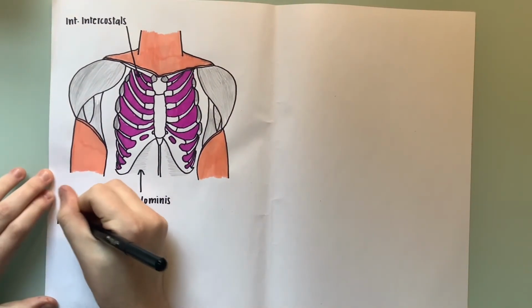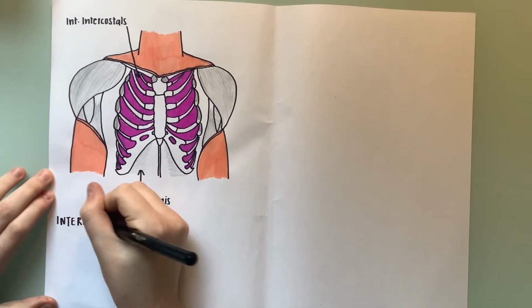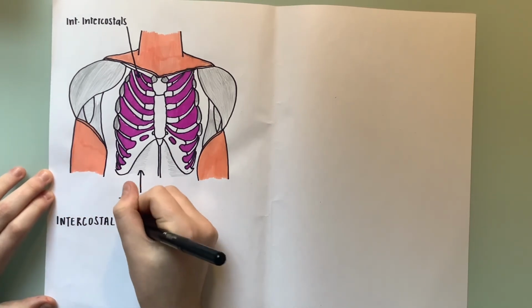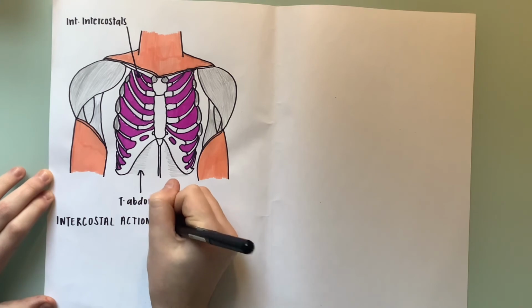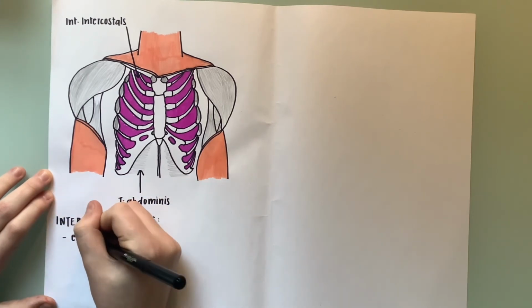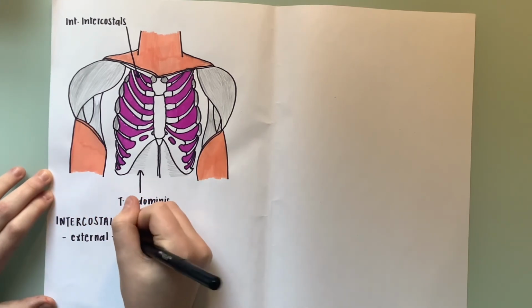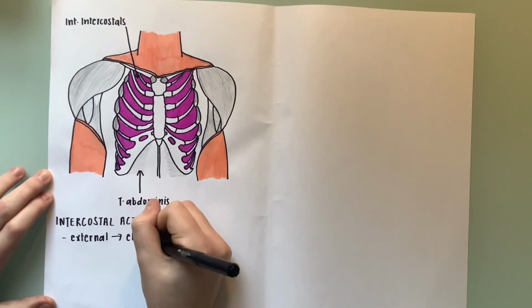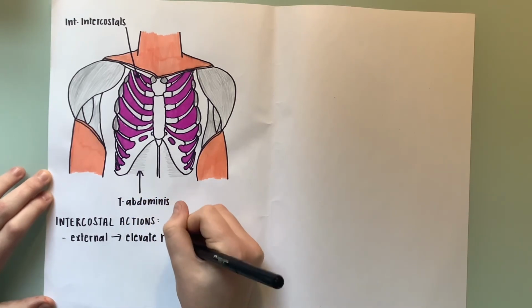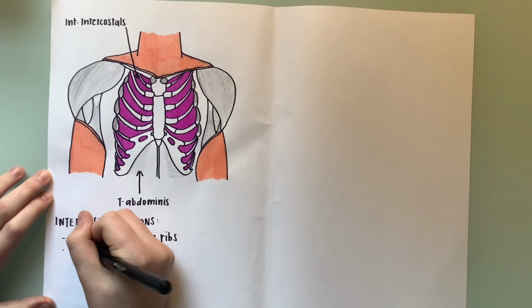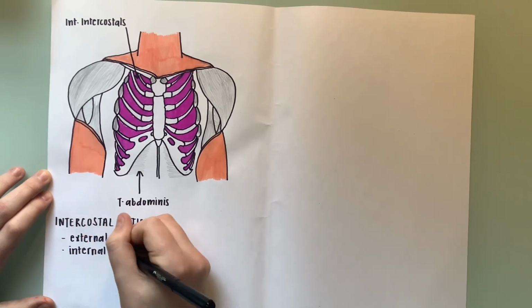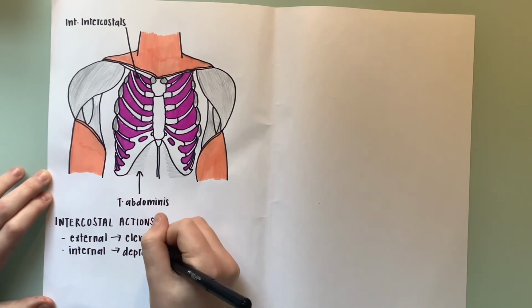It is important to understand the actions of the intercostal muscles in particular when it comes to respiration. So the external intercostal muscles act to elevate the rib cage, and the internal intercostals act to depress the ribs. It remains unclear what the action of the innermost intercostals are.